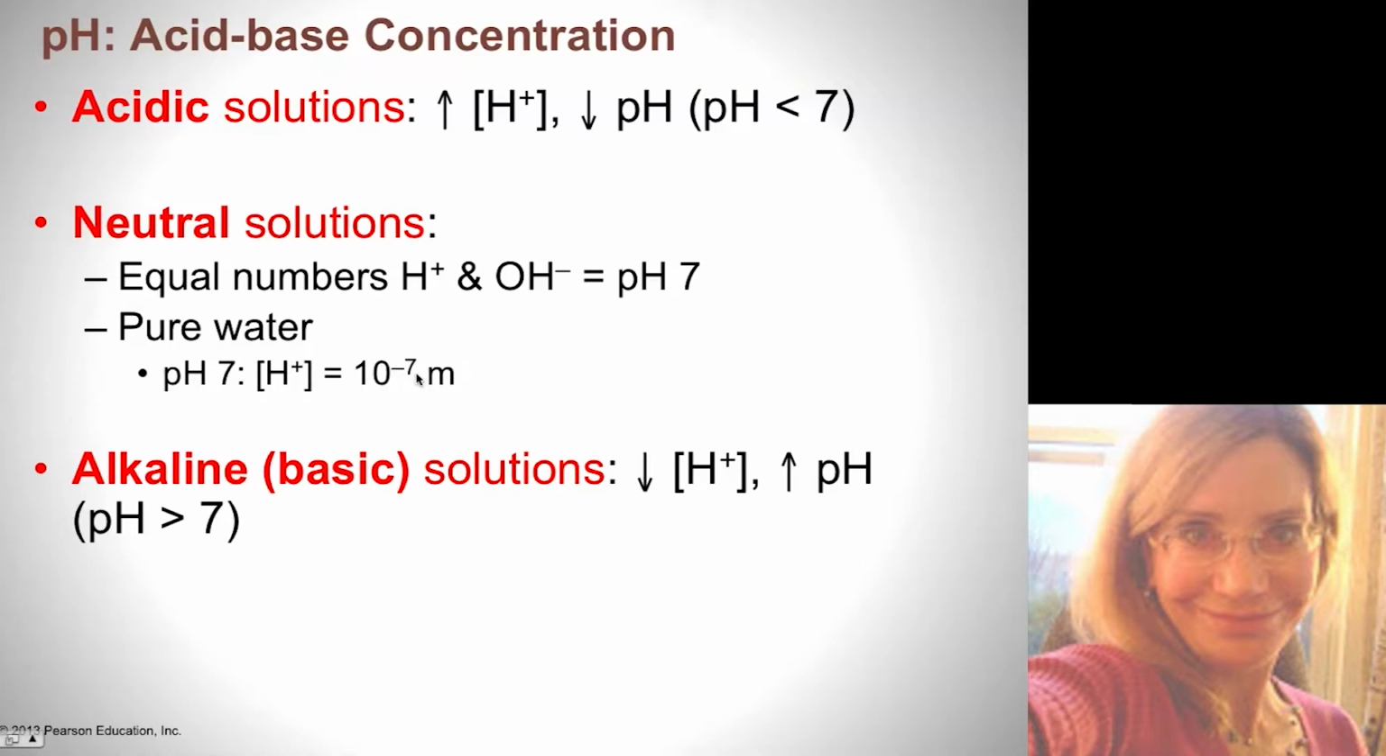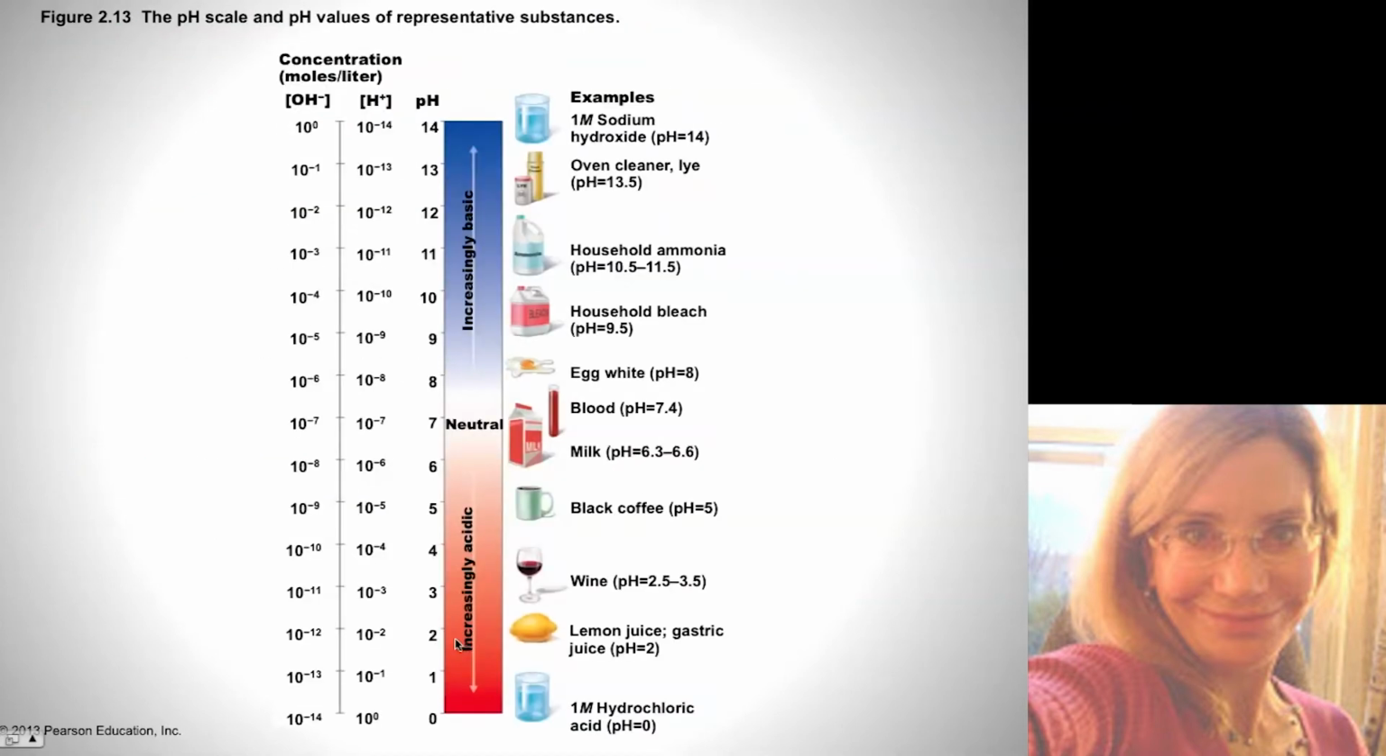An alkaline solution or basic solution has decreased concentration of hydrogen ion, so there's an increase in pH, and that means that the pH will be greater than 7. So here's your figure. And you can see on the left, it's concentration of moles per liter. Let's start with 7.